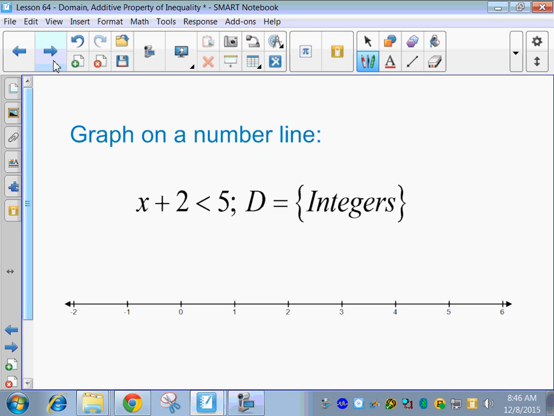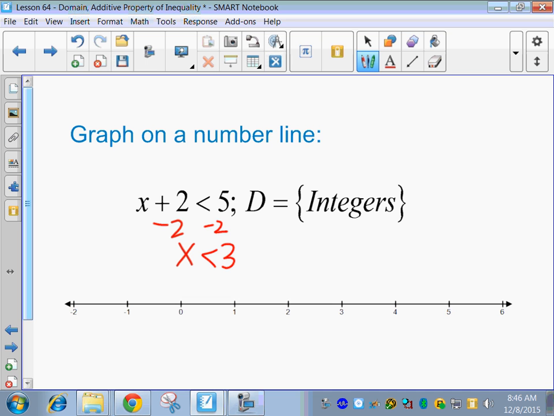All right, let's do this one. X plus 2 is less than 5. So first we need to isolate the x. So Nick, what's the first step? Yep, subtract 2 from both sides, so we get x is less than 3. Ben, what is my domain? Okay, numbers less than 3. Is it everything, though? All the integers, all the fractions, all decimals? Right. Only integers that are less than 3.